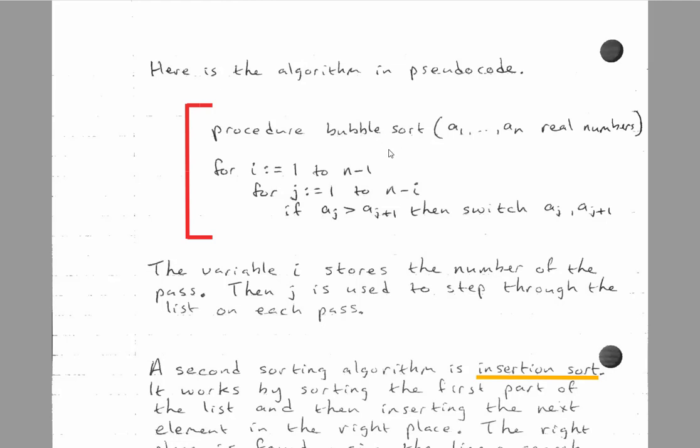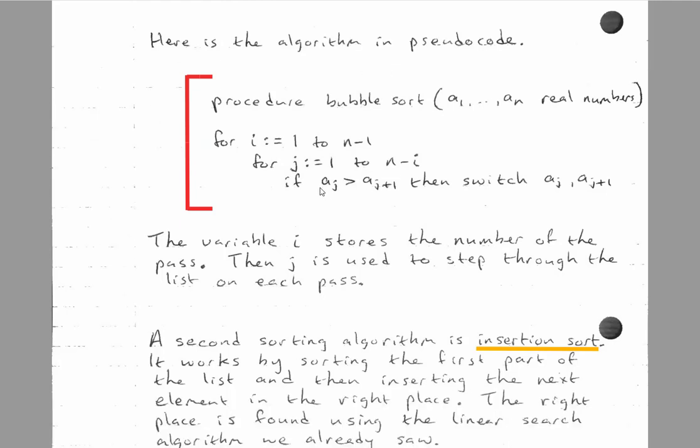Alright, so it has the advantage of being very simple, just 3 lines of code. But bubble sort is not very efficient. There are faster ways to sort.